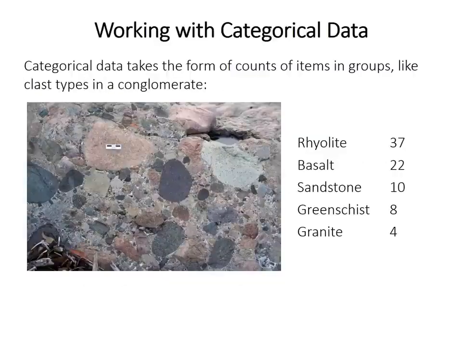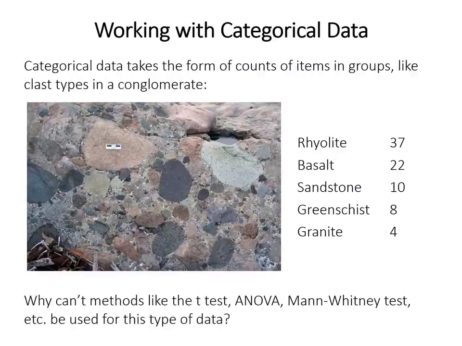So here's a hypothetical example where we have counts of rock types found in a conglomerate. So why can't we just use a t-test to determine if there's more rhyolite in this conglomerate than in another conglomerate? Well, the first problem is that we only have a single value. We know there's 37 rhyolites, but we don't have a mean or a standard deviation. We don't know how variable the rhyolite count might be. We could presumably visit a whole bunch of locations and count 100 different rocks at each, but that would be extremely impractical, and it'd take forever to do that.